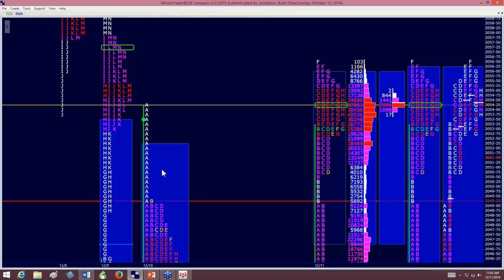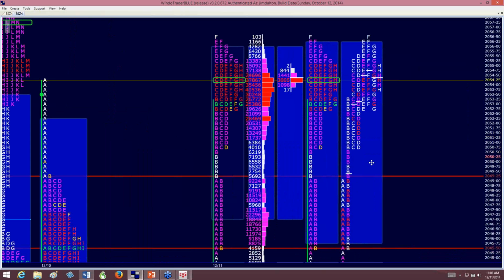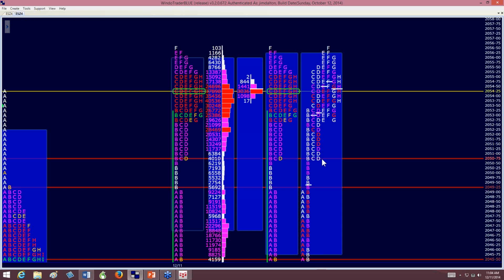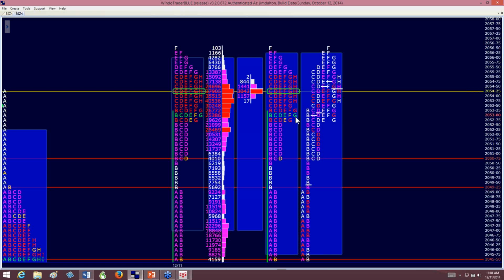Now, let me finish up by going back and reviewing today. We are in a very tight balance between 20, 50, 75, which is a C and D period low, so there's going to be stops below this, and a very poor high up at the 2056 level. We have a point of control in this upper portion here. So again, this is the P formation.